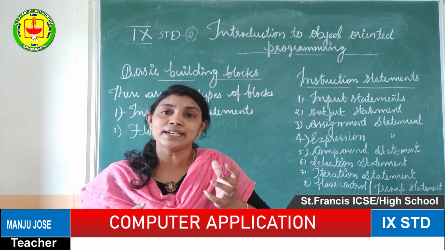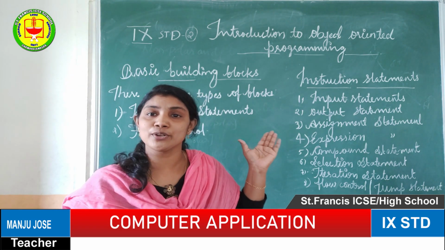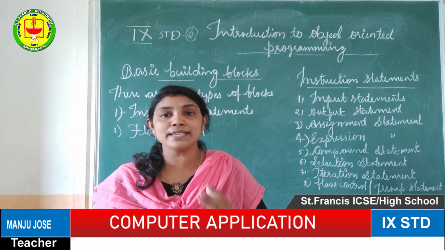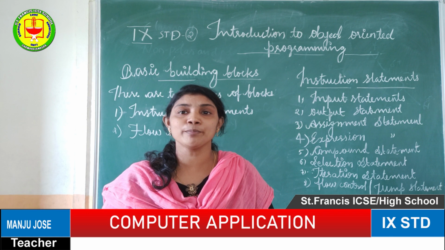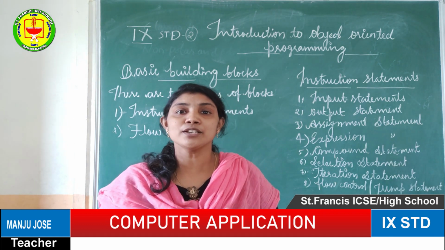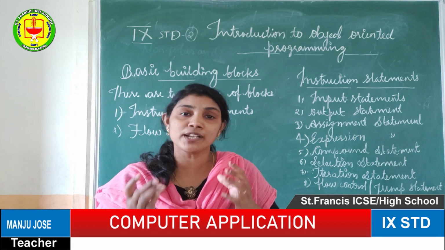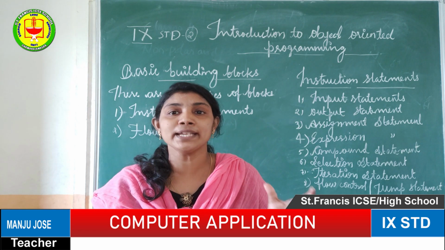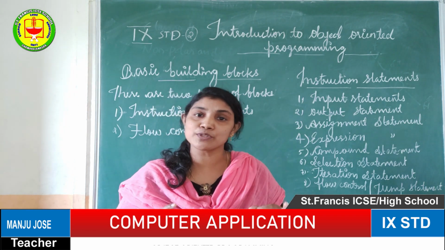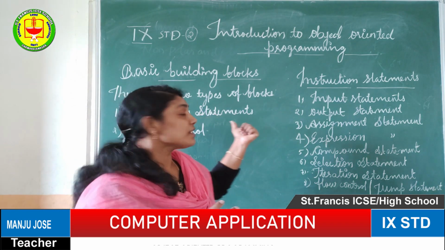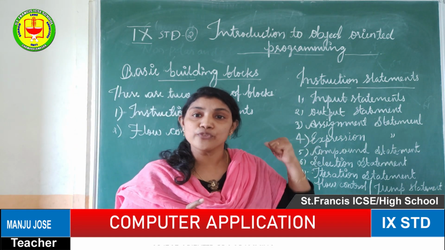We already discussed object oriented and procedure oriented languages, and both can use these building blocks. So we can see what the major building blocks of object oriented programming are. Building blocks means the major parts we need for constructing a program. This is common for all programming languages. There are two types of building blocks. The first one is instruction statements, the second one is flow controls.